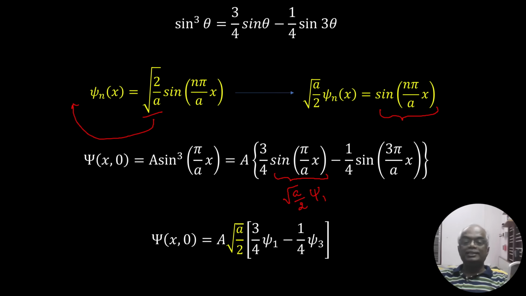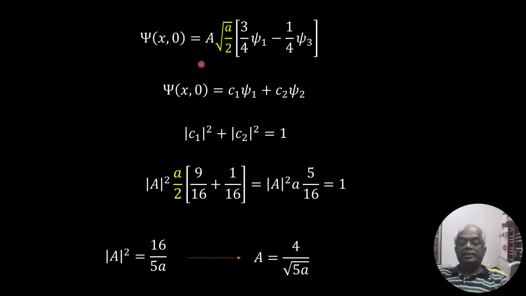So this can be written as square root of a over 2 psi 1. Similarly, except for the multiplicative factor, the other term is square root of a over 2 psi 3. So you take square root of a over 2 outside as a common parameter. Then the first term will be 3 by 4 psi 1, and the second term will be 1 over 4 psi 3, because we have taken out square root of a by 2. So now we will move further.